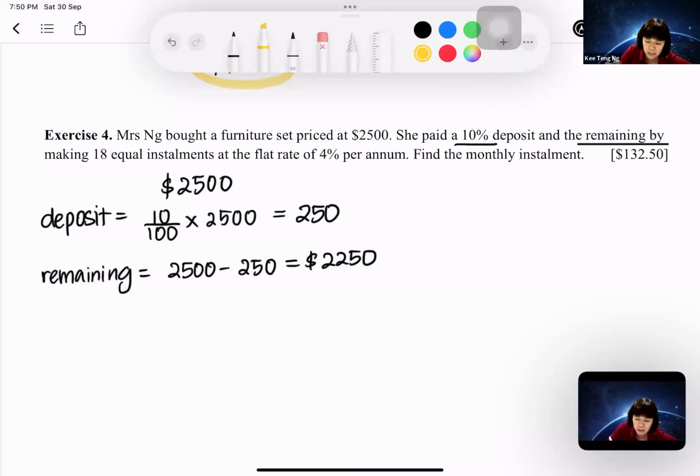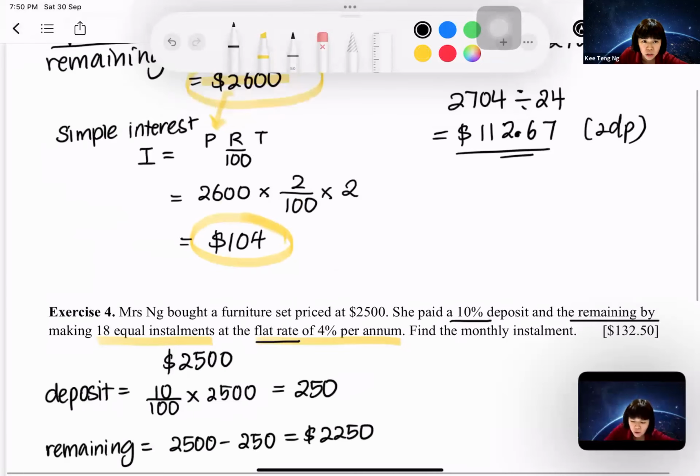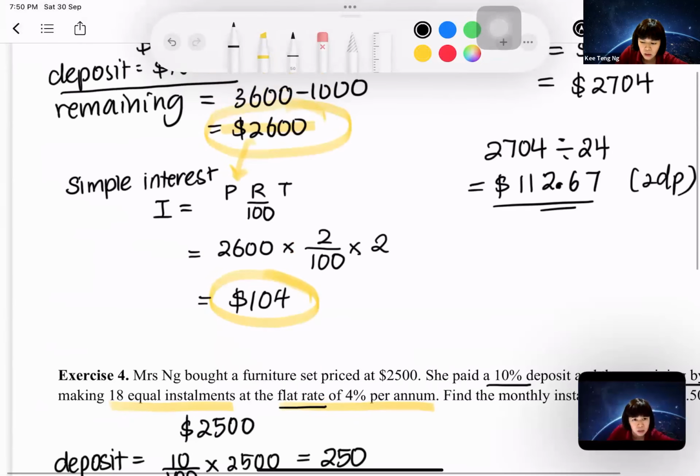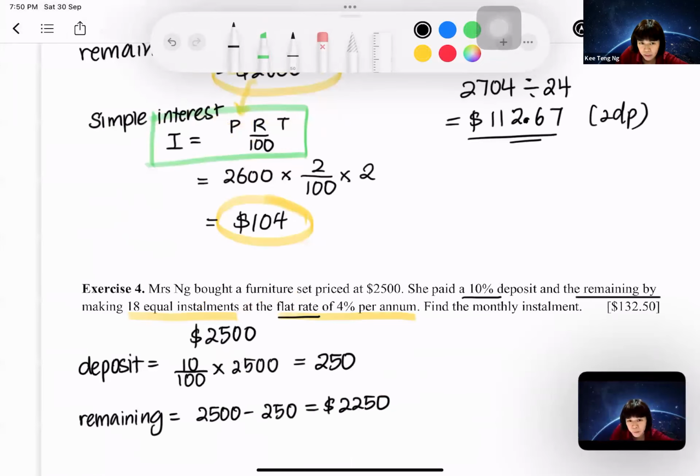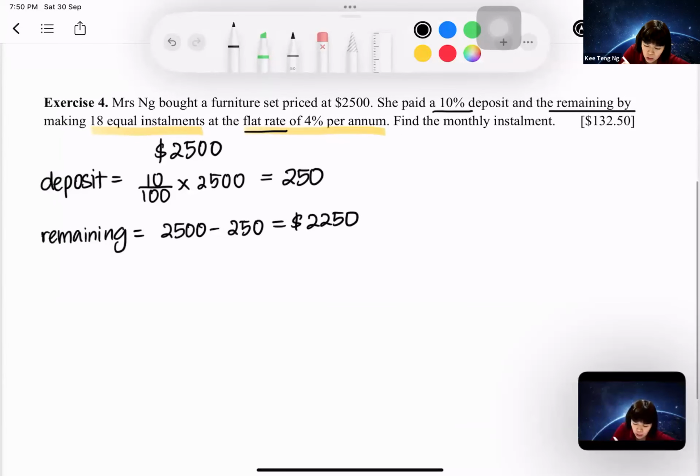So now they say they pay 18 equal installments, flat rate of 4%. Flat rate of 4% means simple interest, right? Anyone remember what's the formula for simple interest? This one I need to memorize. I equals PRT over 100. So interest is equal to PRT over 100.